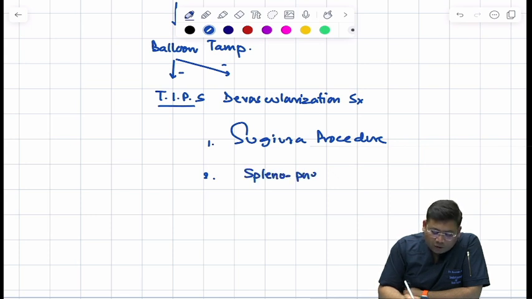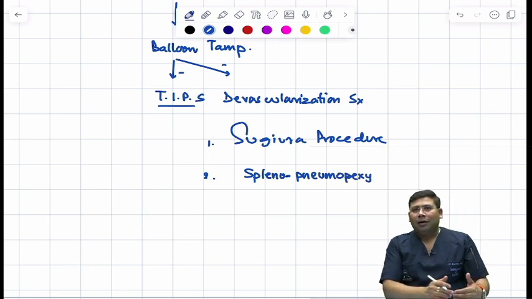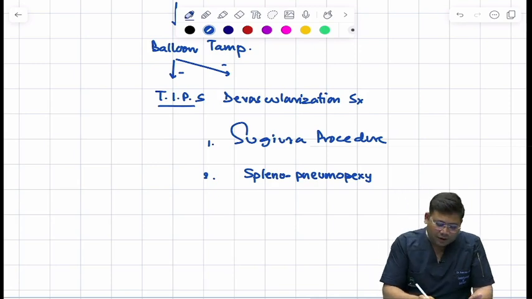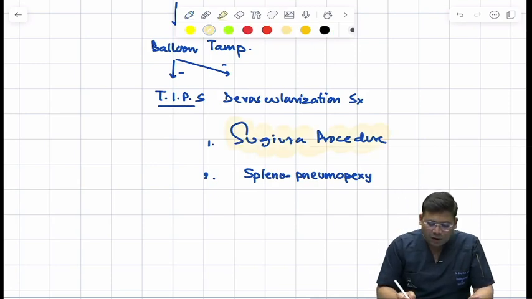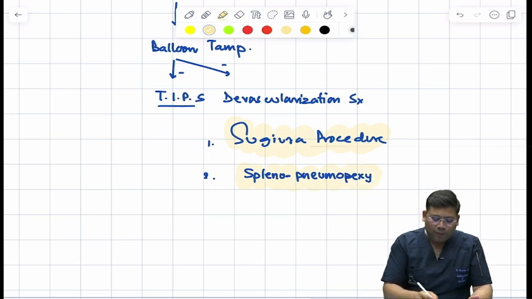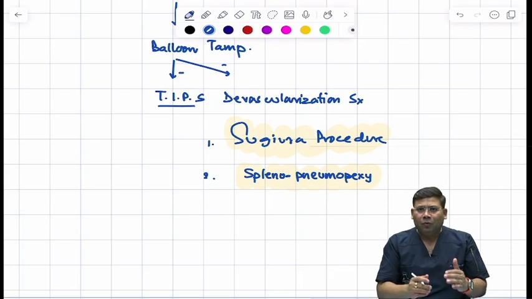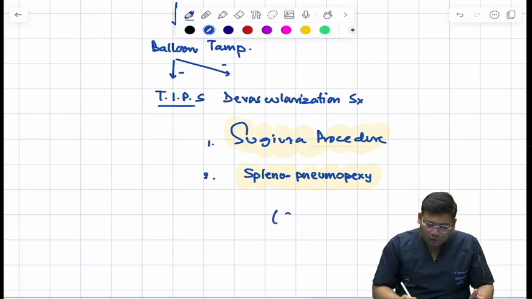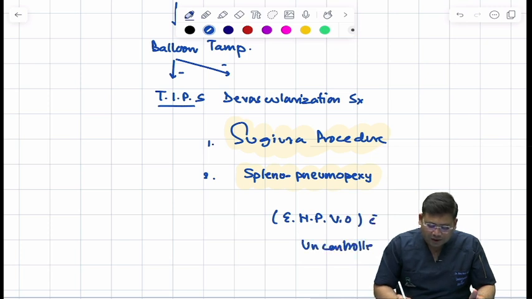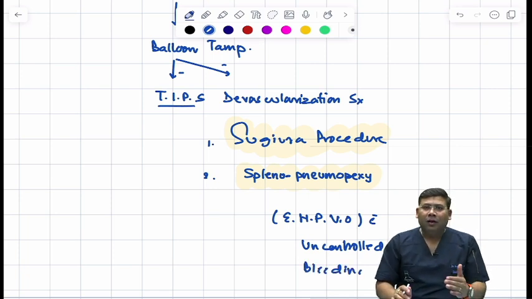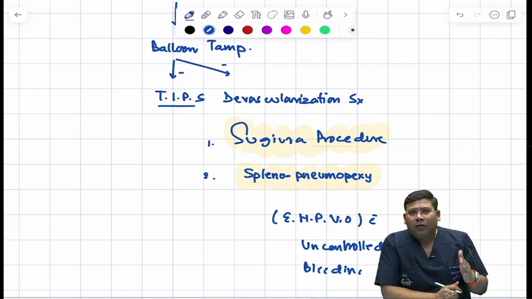splenopneumopexy. Now this is very important because more than half of the people don't know what the different devascularization procedures are. So one is Sugiura and one is splenopneumopexy. What is splenopneumopexy? This is done whenever you have extrahepatic portal vein obstruction. For extrahepatic portal vein obstruction with uncontrolled bleed, in that case you will fuse the spleen with the lung.